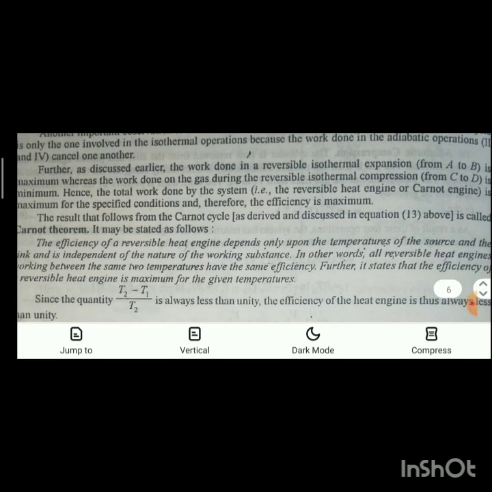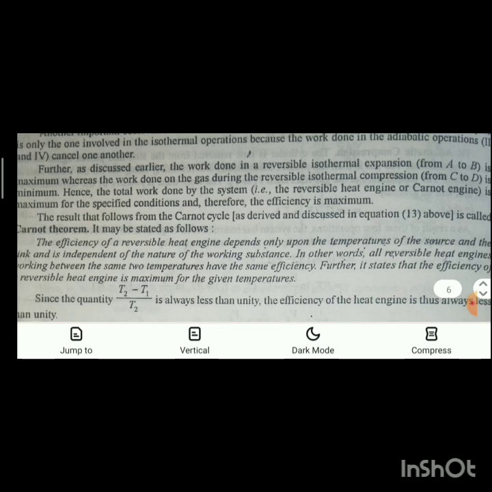Further, as discussed earlier, the work done in a reversible isothermal expansion from A to B is maximum, whereas the work done on the gas during the reversible isothermal compression from C to D is minimum. Hence, the total work done by the system, that is the reversible heat engine or Carnot engine, is maximum for specified conditions, and therefore the efficiency is maximum. The result that follows from the Carnot cycle as derived in equation 13 above is called Carnot theorem.